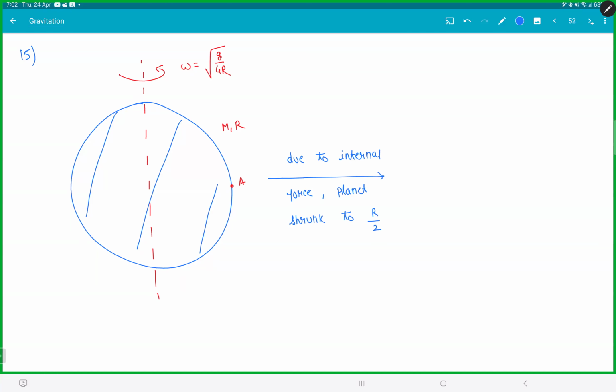Do you guys remember where we did something like that? The planet became a, rotational mechanics. So this planet became, mass is same, but the radius became r by 2. So something happened. The point A is still on the surface. So the question is, find the ratio of G apparent on the surface before and after.